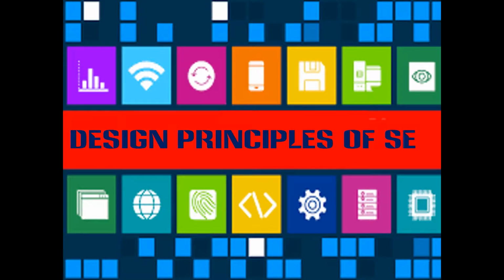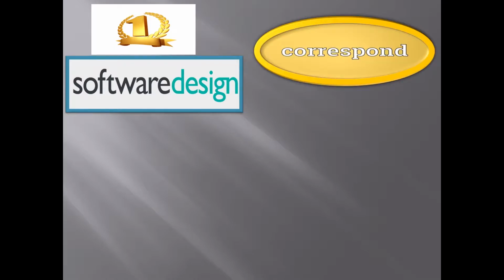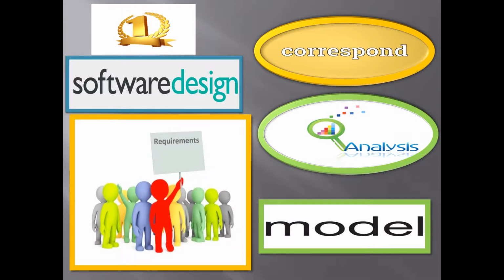Design principles of software engineering are as follows. Number 1. Software design should correspond to the analysis model. Often a design element corresponds to many requirements. Therefore, we must know how the design model satisfies all the requirements represented by the analysis model.